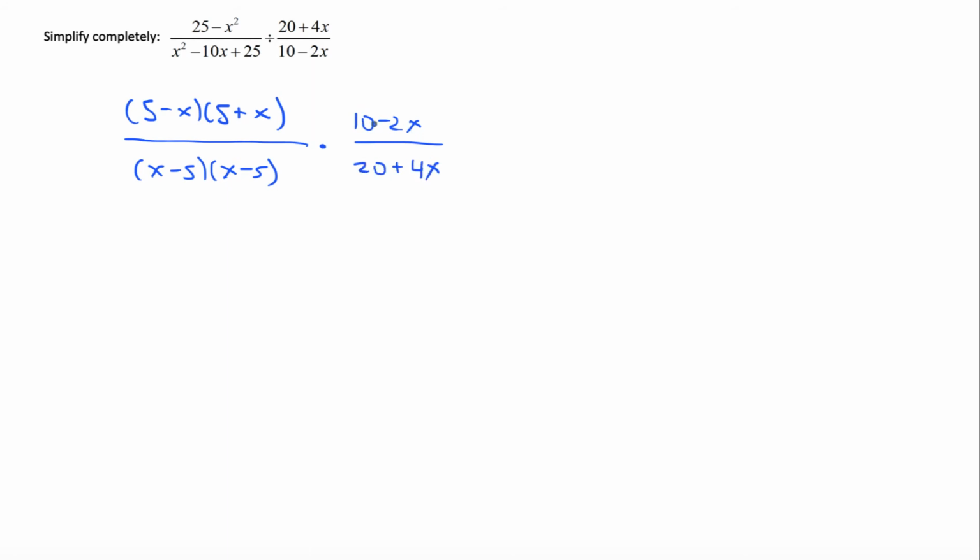Of course, we still have to factor this out. Technically, I guess I could have done that in one step, but I definitely want to make sure I write everything out so that I don't make any silly mistakes.